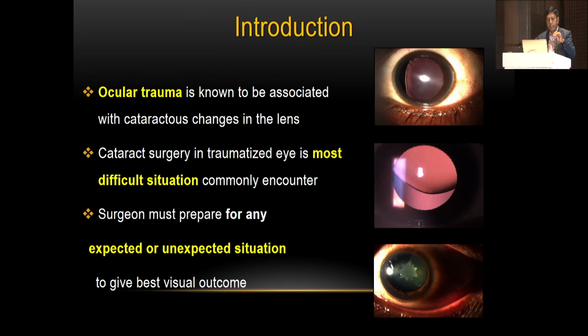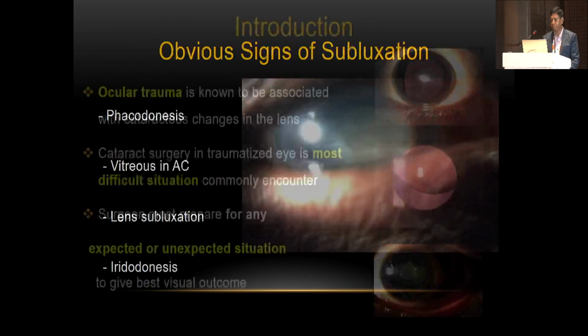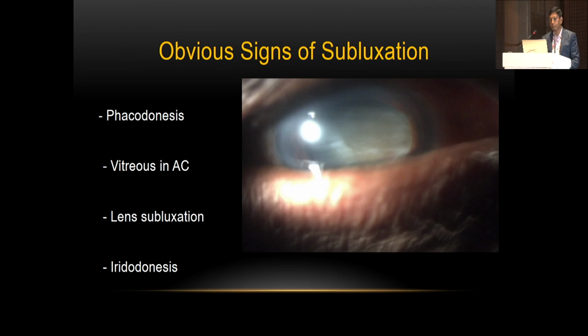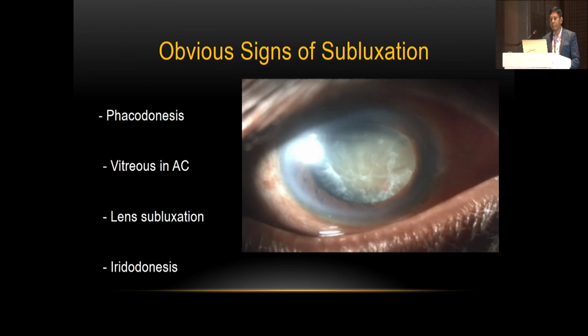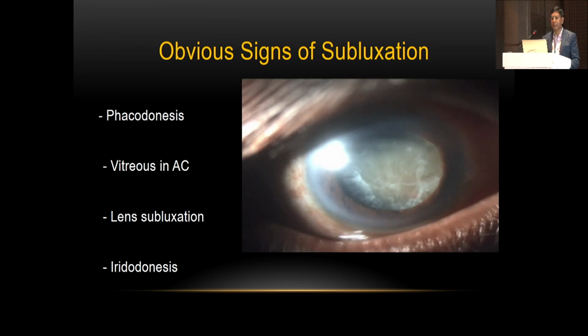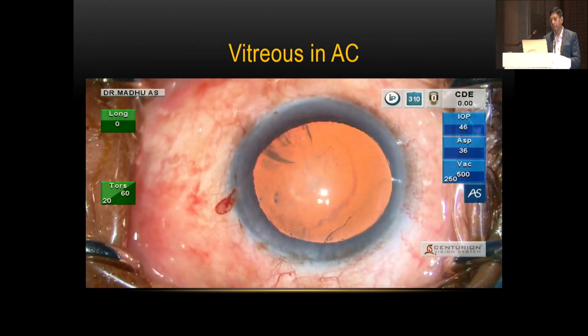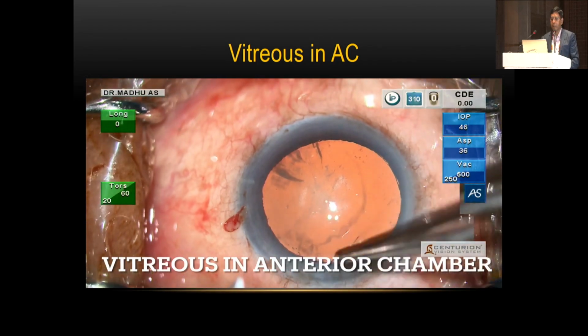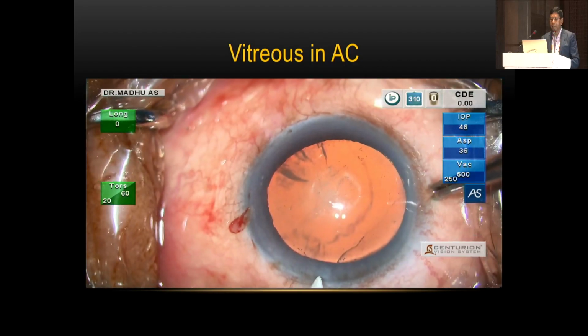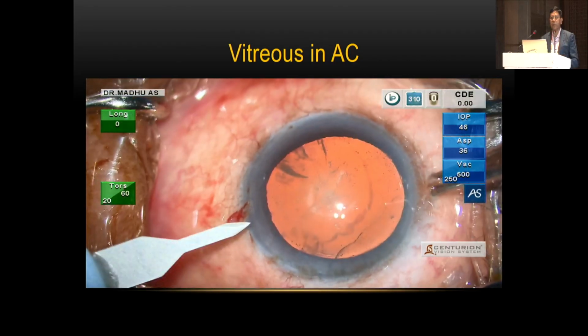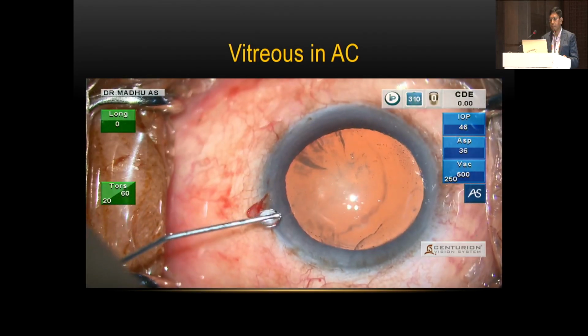As you know, cataract surgery in a traumatized eye is the most difficult situation commonly encountered, and the surgeon must prepare for any expected or unexpected situation to give the best outcome. Obvious signs of subluxation like phacodonesis, vitreous in the anterior chamber, lens subluxation, or iridodonesis are less likely to be missed. And if you observe vitreous in the anterior chamber in the pre-op period, then you can anticipate a slightly larger area of dialysis than what is seen in pre-op.